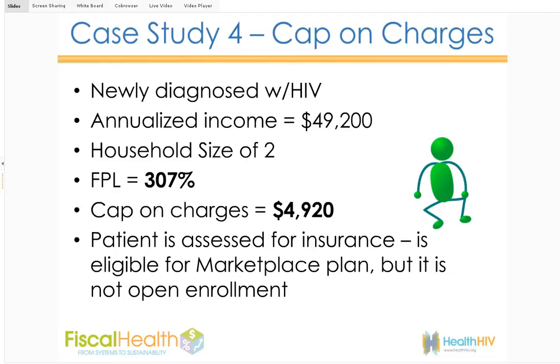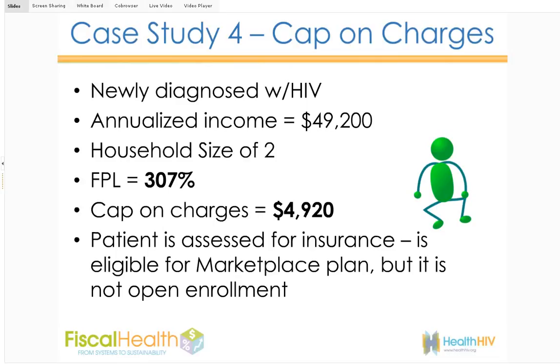So you have a new HIV diagnosis with an annualized income of $49,200. The patient has a household size of 2, which makes their federal poverty level 307%. So their cap on charges is $4,920. And during the enrollment process, the patient's assessed for insurance and would be eligible for Marketplace, but it's not open enrollment, so that patient can't be enrolled at this time.